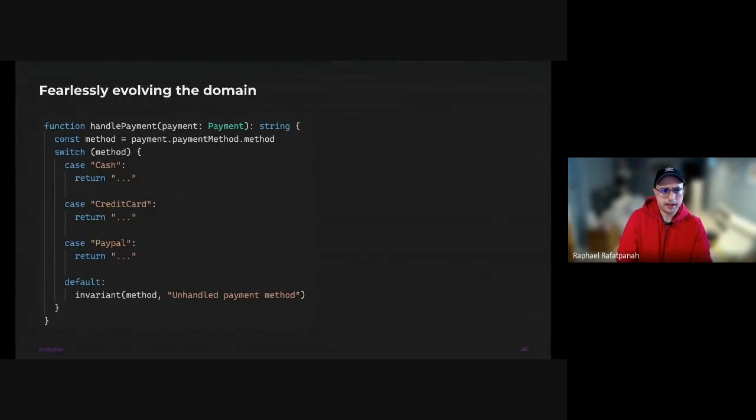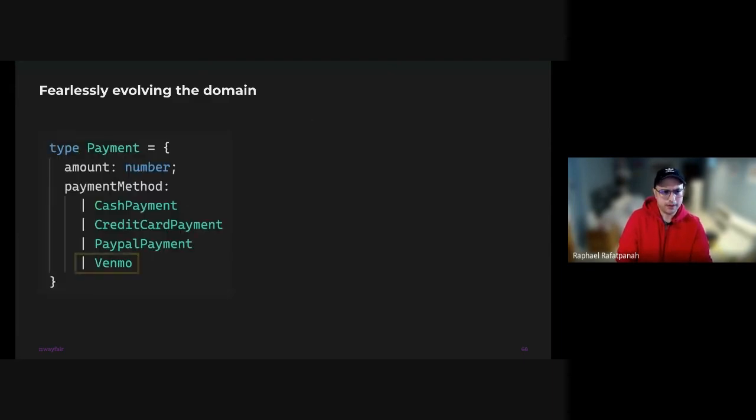And the reason why is we can fearlessly evolve the domain when we are encoding the domain in types. And so we saw this function earlier, this handle payment function, where we're switching on all the different payment methods. If we were to add a new payment method over here, we have Venmo as a new payment method, TypeScript would then tell us all the places in the code that we would need to go to update the code. So we don't have to keep any of these details of the code in our head. Simply, we change the types to reflect the domain accurately, and then TypeScript will tell us all the details as a result.